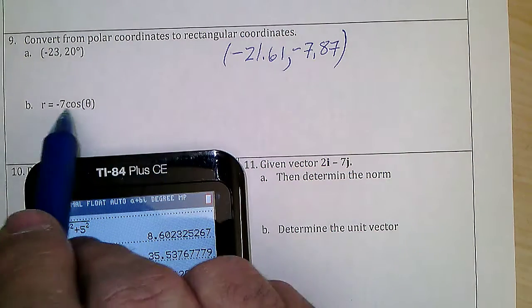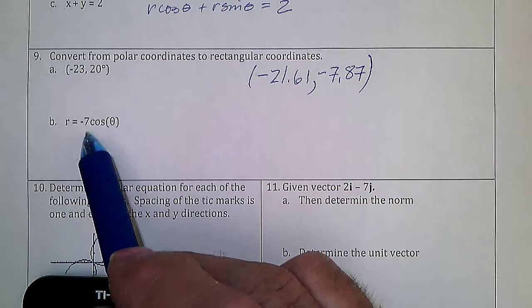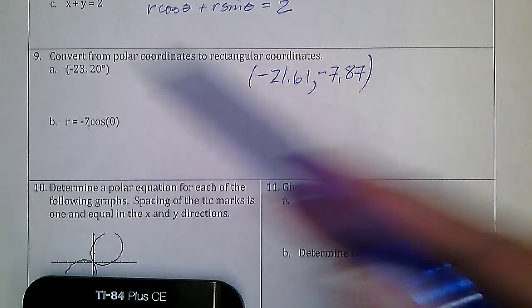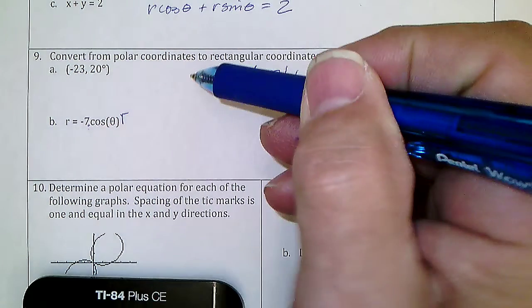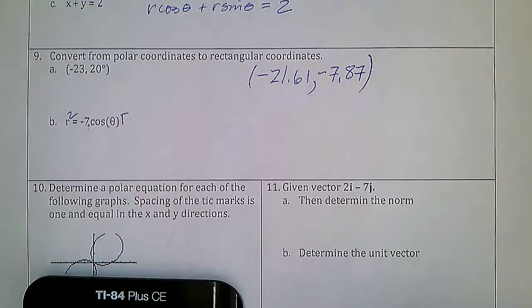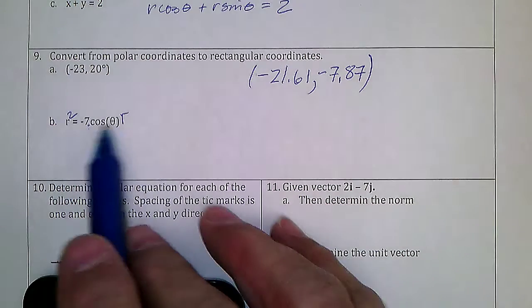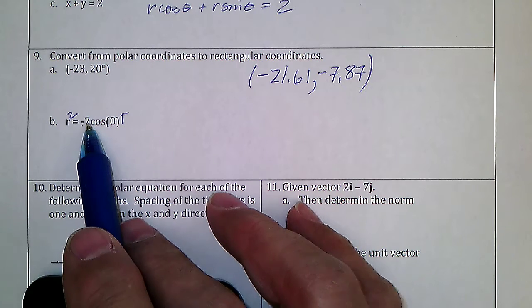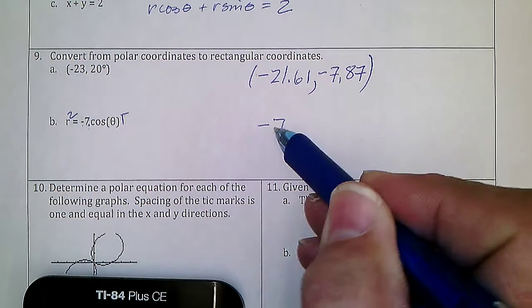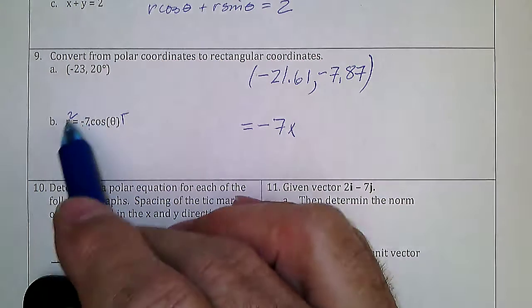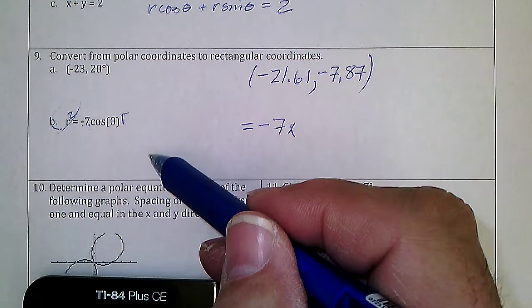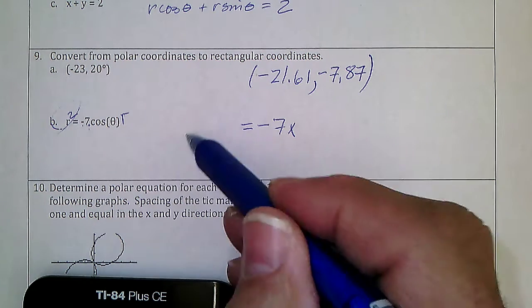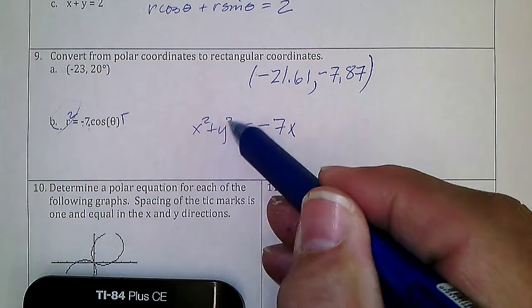All right. The only thing a little tricky here is we want to make, it's easier to do r cosine theta, but there's no r here. But if I multiply this side by r and this side by r, I have negative 7r, r cosine theta, which is x. So I got negative 7x on this side. Over here I've got r squared. Well, r is the square root of x squared plus y squared, so r squared is just x squared plus y squared.